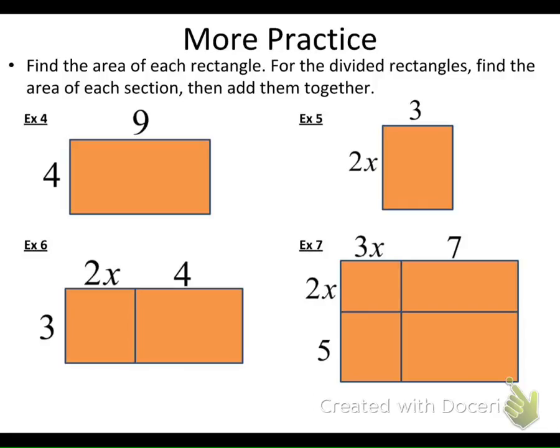Okay, how are we going to find the area of this first one? A equals 4 times 9. Very good. What's my answer, Isaiah? 36. Nice, nice, nice.